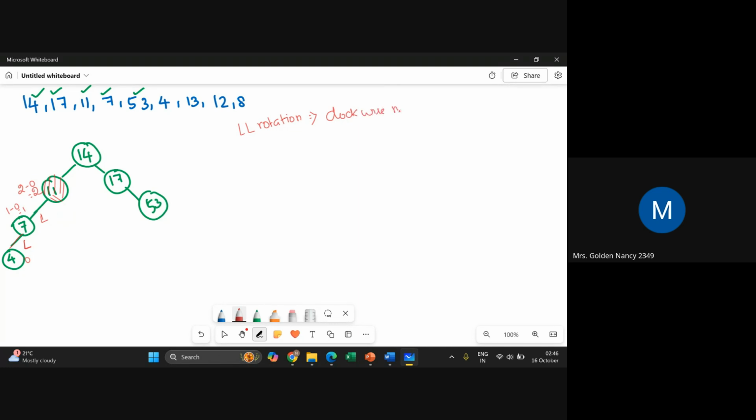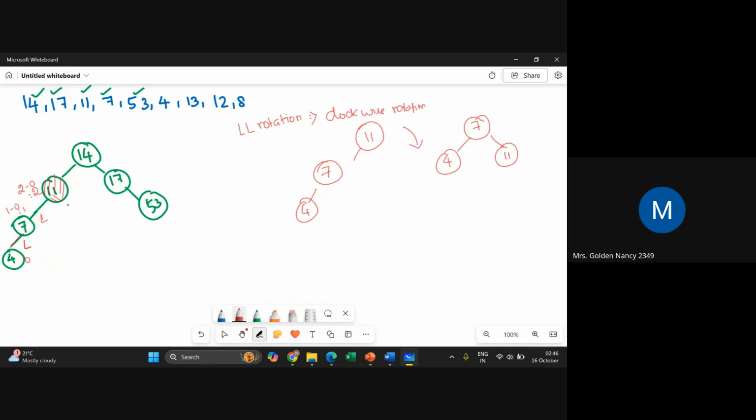Clockwise rotation. Fine. So if it is an LL problem, you have to do right side rotation. If it is an RR problem, you have to do leftwise rotation. So think of this, you have only 11, 7 and 4. If I rotate in clockwise, what happens? That is, if I pull it down, what happens? 7 will be top, 4 will be left side, and 11 will be right side, right?